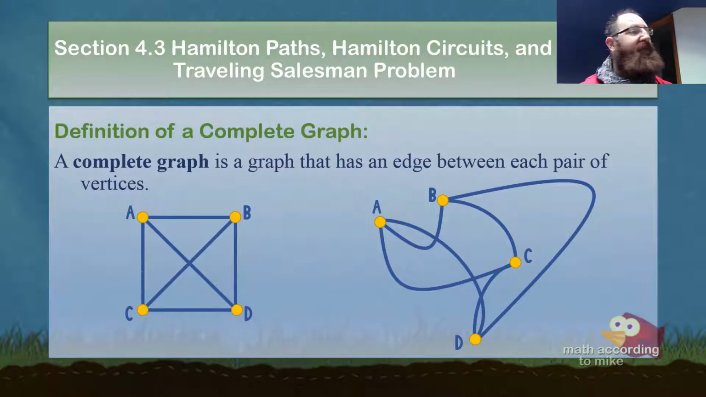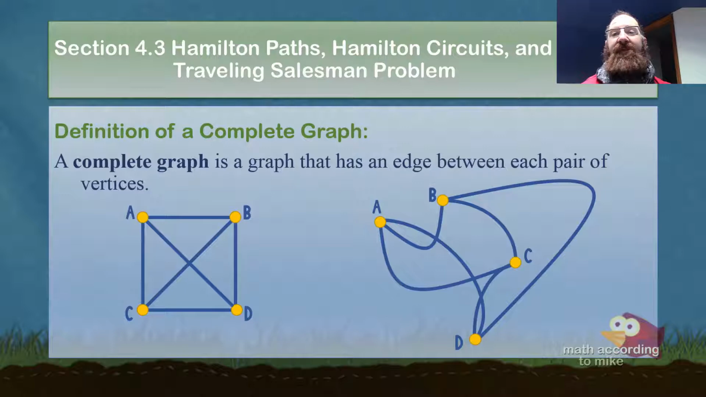So the graph on the left is a complete graph because there is an edge between every pair of vertices. So A goes to B, C, D. B goes to A, C, D. C goes to A, B, D. D goes to A, B, C. That'd make a great song. So that's a complete graph.